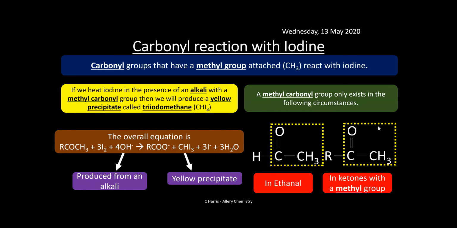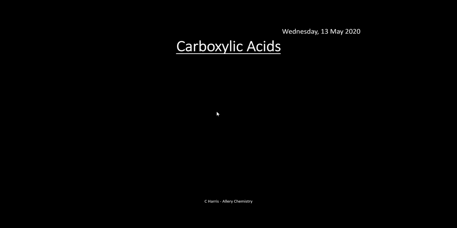So the overall equation here: we've got our methyl carbonyl group reacting with iodine, and it's all dissolved in an alkaline solution as well. This forms our yellow precipitate, the triiodomethane molecule. What you need to be aware of is that if you see any setup like this reacted with iodine, you will form a yellow precipitate, and that yellow precipitate is triiodomethane. So that's the main points there. It's all nice and colourful, all this.